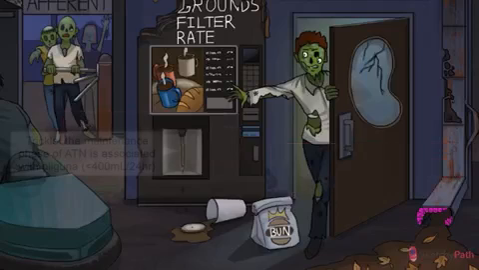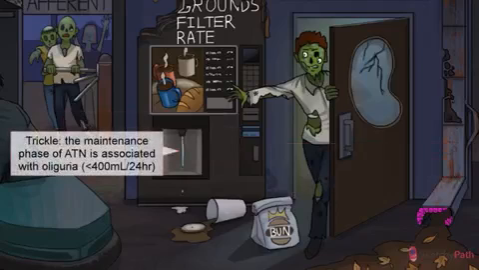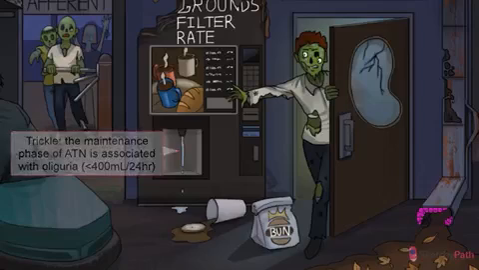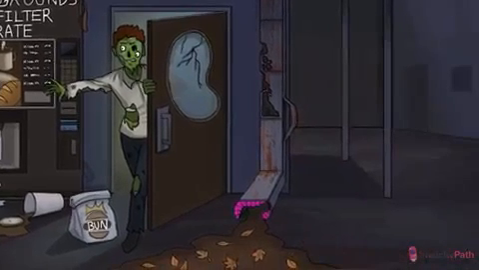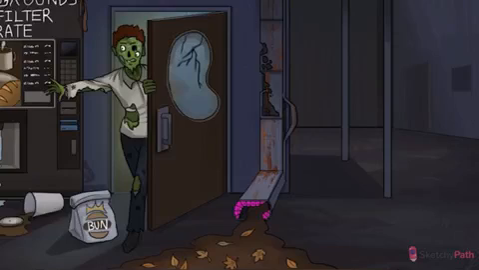AKI will also manifest as decreased urine output, or oliguria, hence that oliguric trickle of water there. This usually means less than 400 milliliters of urine produced in 24 hours. And whatever little urine is made will contain those characteristic, granular, muddy brown casts. Remember, too, all those classic histologic changes we can see under light microscopy, including vacuolization and loss of the epithelial cells lining the tubule.